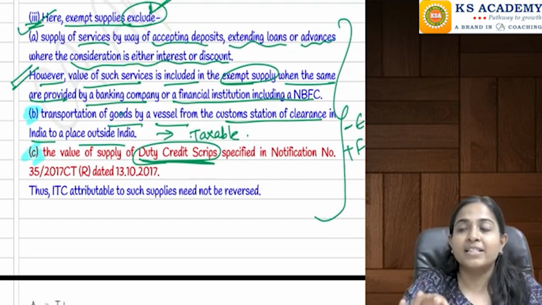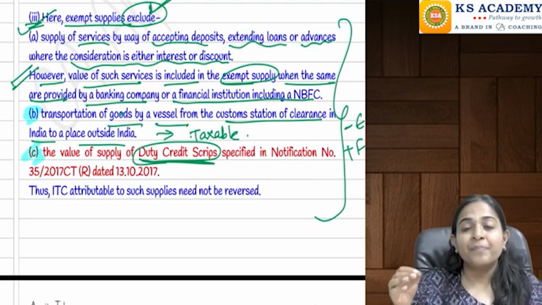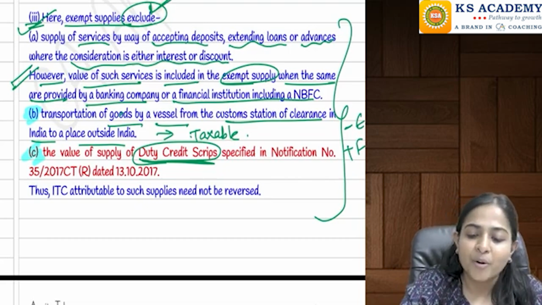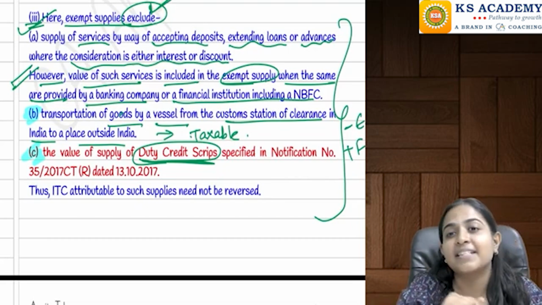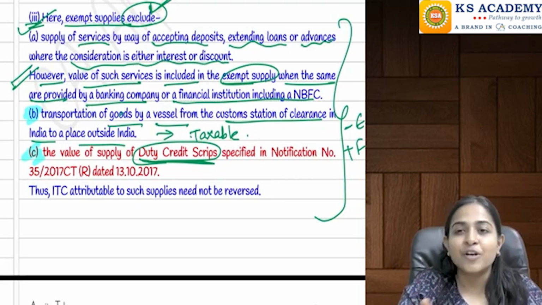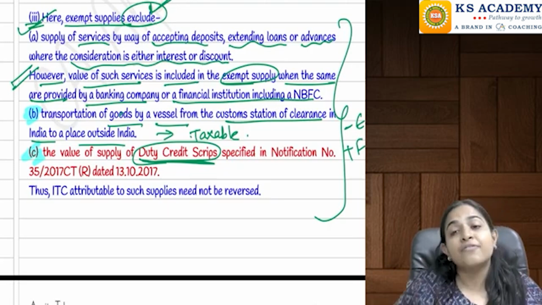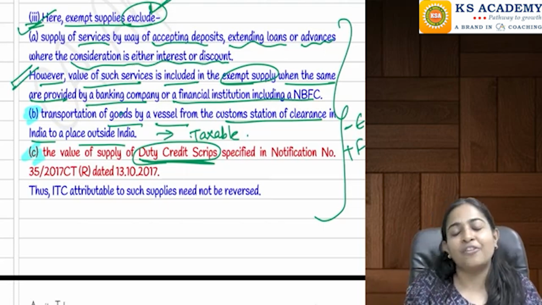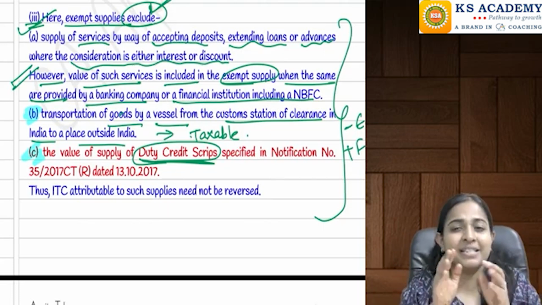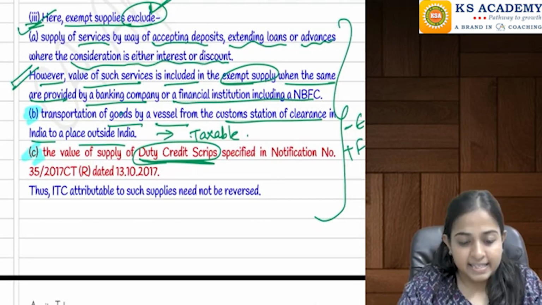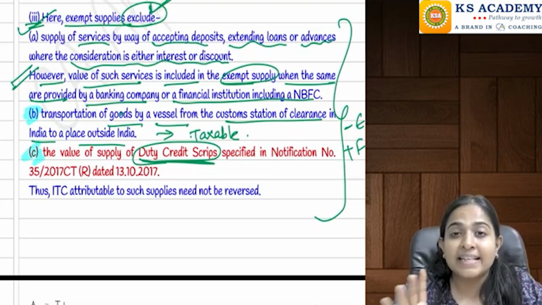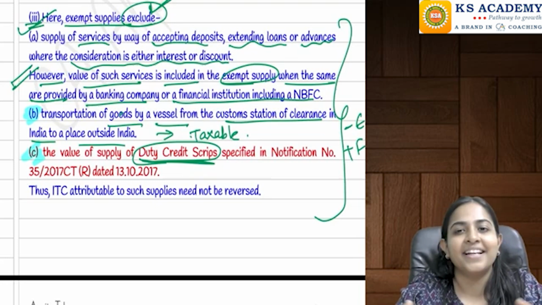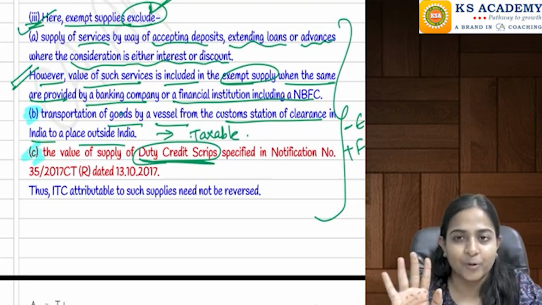It will exclude any services provided by way of accepting deposits, extending loans where the consideration is in the form of interest or discount. Normally this is exempt, but this is deemed as taxable. Adverse or favorable for us for the purpose of rule number 42? This is favorable. Why? If this is deemed as taxable, it will not come in that E. If it will not come in E, the ITC will not be reversed, meaning less ITC will be reversed. But this will be considered as exempt for the purpose of banks and NBFCs, because for banks and NBFCs, this is the main turnover. If you remove it from E, then nothing will be left in exempt. That's why for banks they are telling it is exempt only.